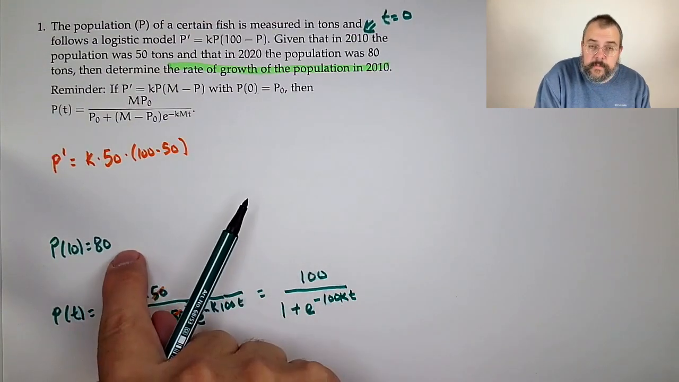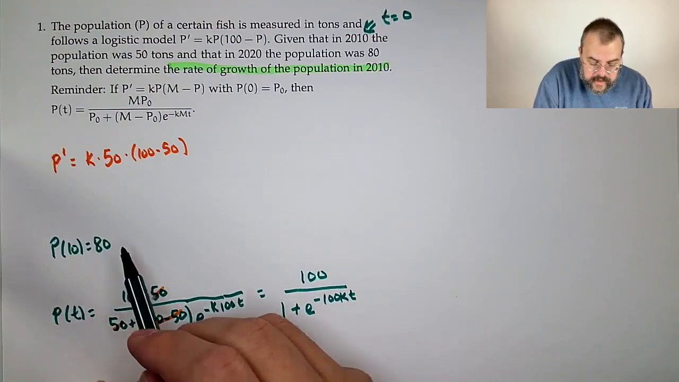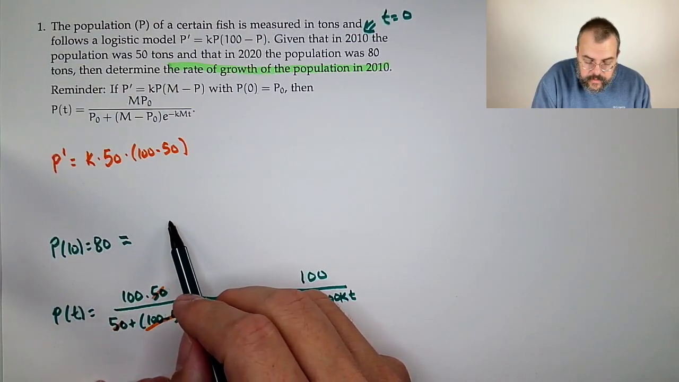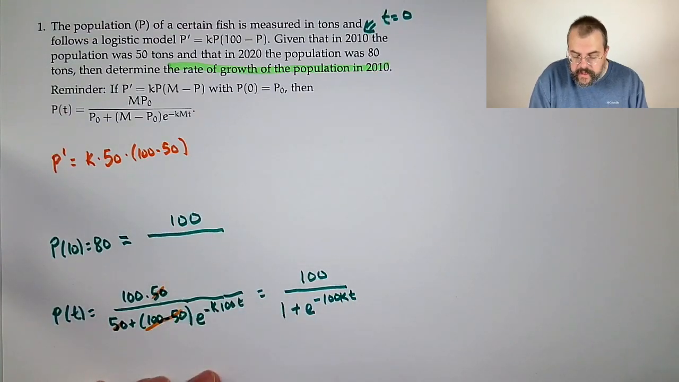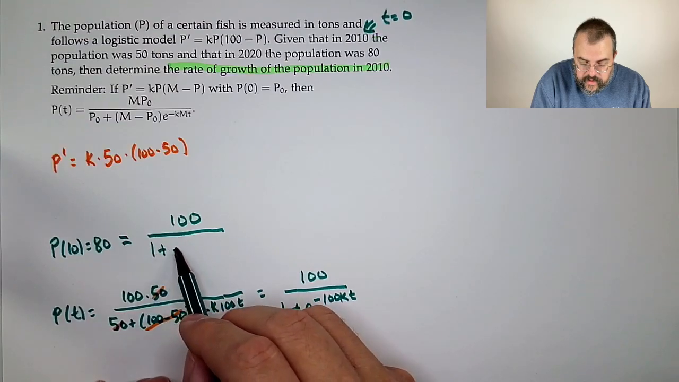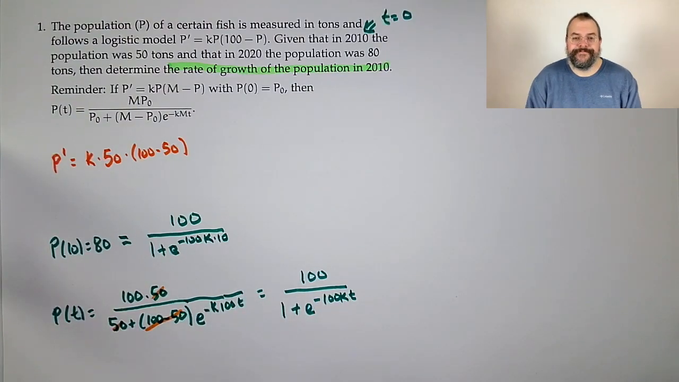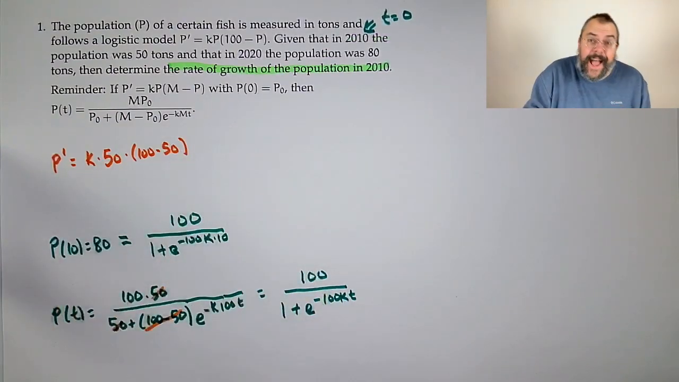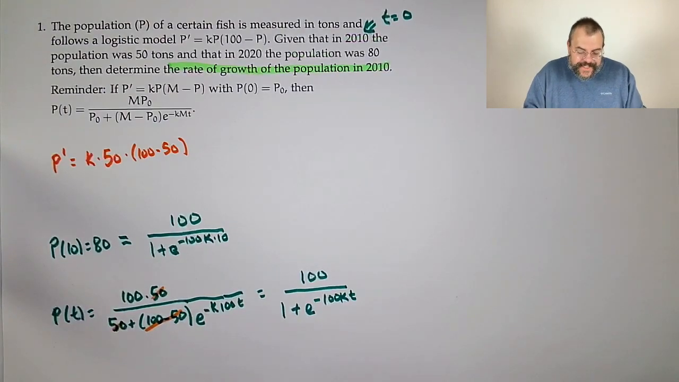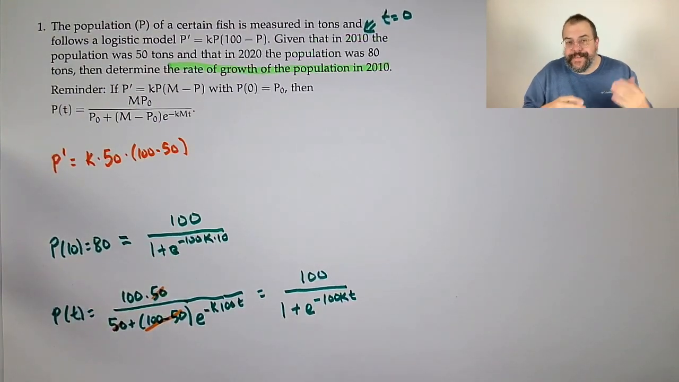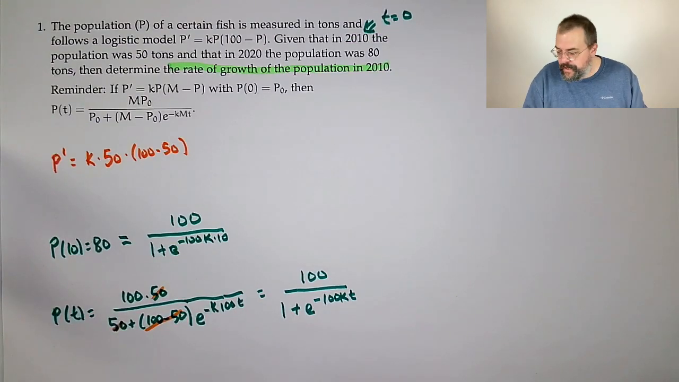So now we put it in here. This would be t equals 10. So we get 80 is equal to 100 divided by 1 plus e to the minus 100k times 10. Now this is great. Here's an equation that only involves one thing we don't know. We don't know k. So once we get k, we plug it up here, and we're done. Now it's just a matter of cleaning up. We still need to do it. We've got to do the work.